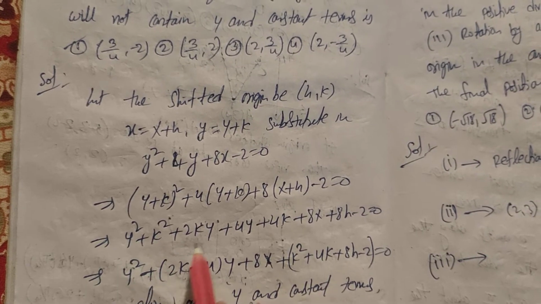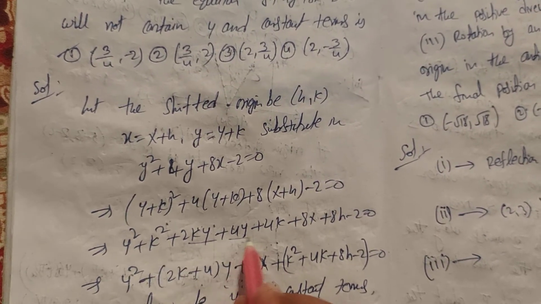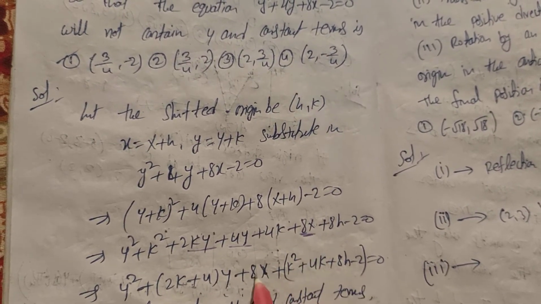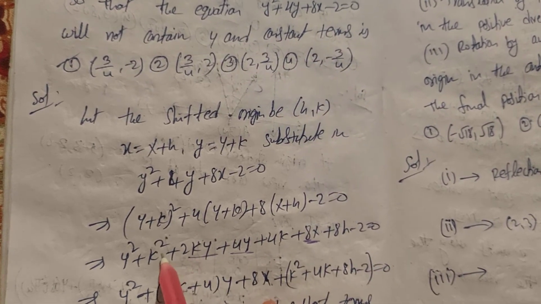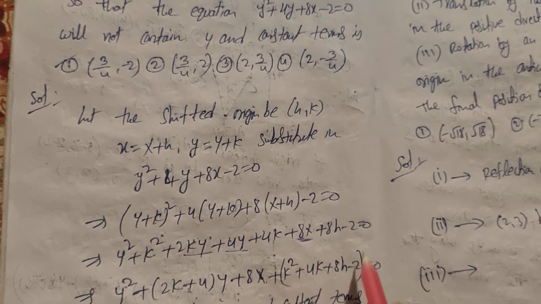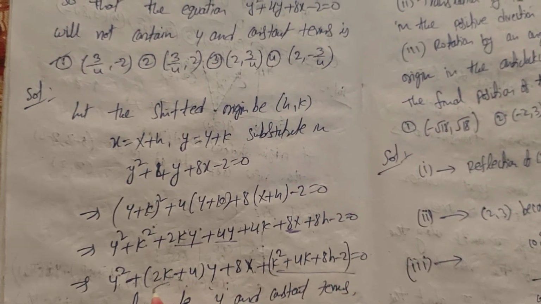Here, y square plus y term, there are two terms. So take y common: 2x plus 4 into y, and we have one more x term, that is plus 8x, and remaining all terms are constant terms. That means k square plus 4k plus 8h minus 2 is equal to 0. All these are constant terms. So this is the constant, this is the coefficient of y.